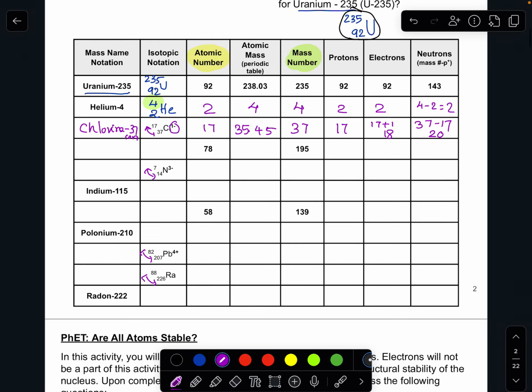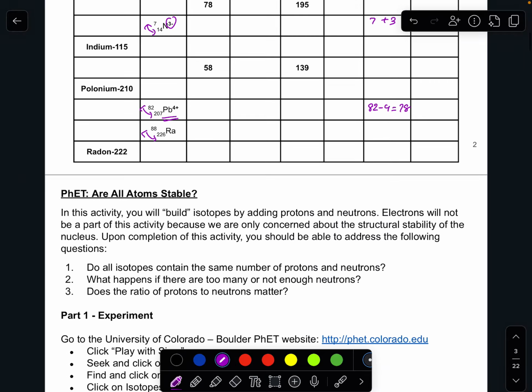Okay, so also, if it is gaining 3 electrons, that means you have to add plus 3 to whatever number, so it will be 7 plus 3. And for lead 4 plus, since it has 82 protons and it is losing 4 electrons, that means you have to do what? You have to subtract 4 to get the number of electrons. Okay, so everything else you can complete, go do that.